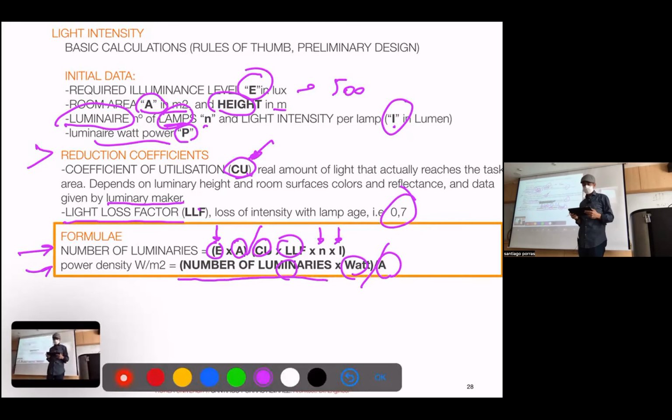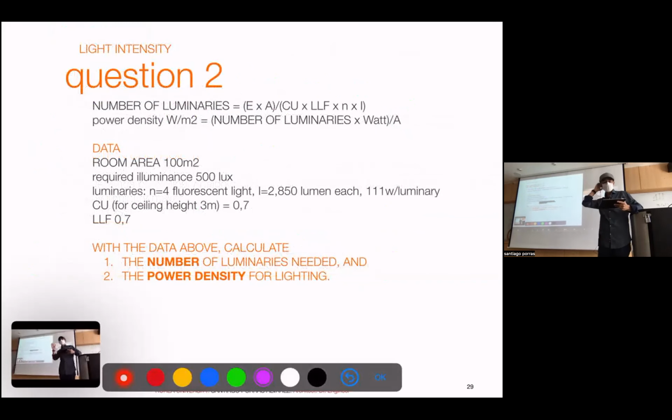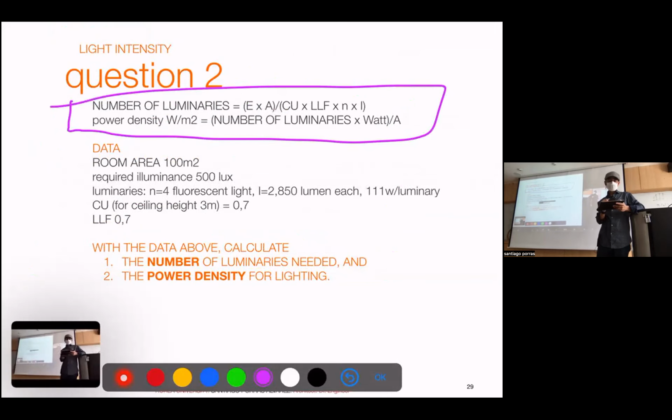Let's make one example with these two formulas. Go to question 2. We have the formula here, so you don't need to memorize. We have a room of 100 square meters, which is probably a bit smaller than this, right? But we might be around a bit more. We need the 500 lux, which is kind of a standard for working space. We have luminaires with 4 fluorescents with 2850 lumen each, which is quite a standard from the industry, right?